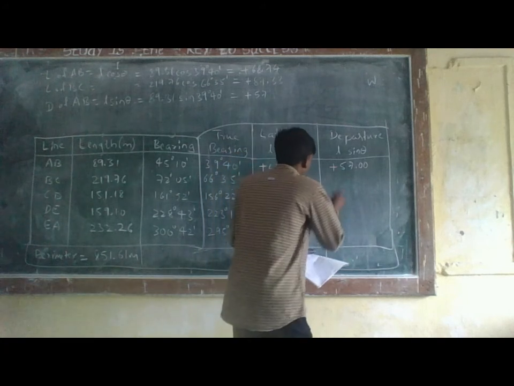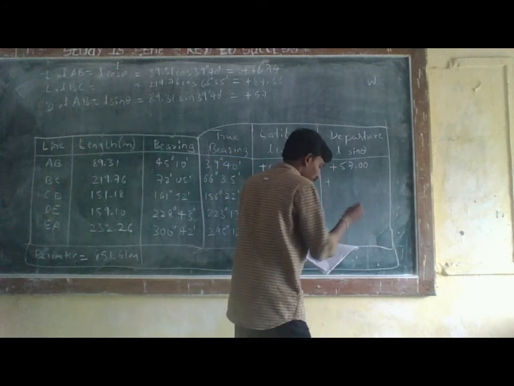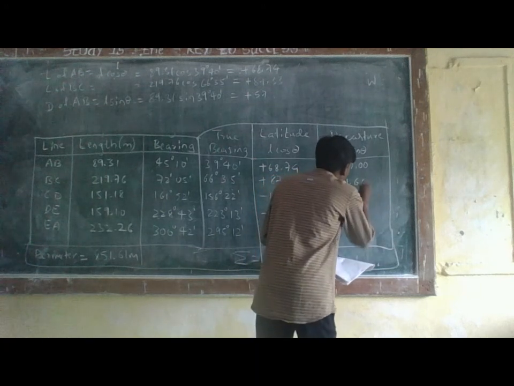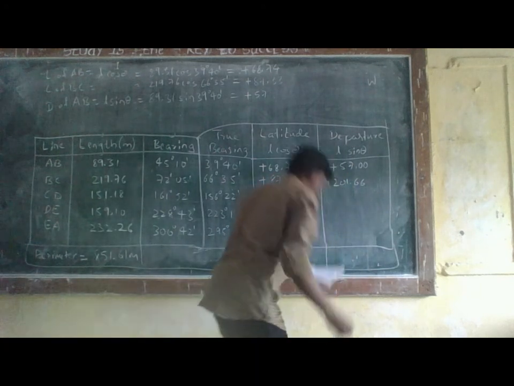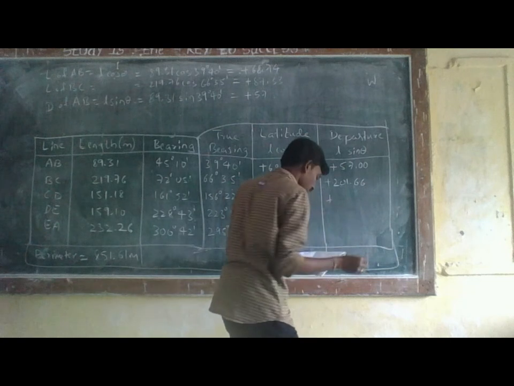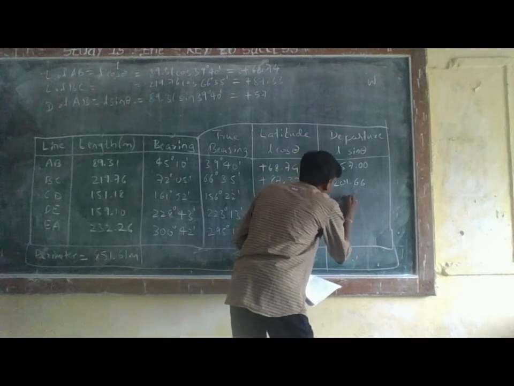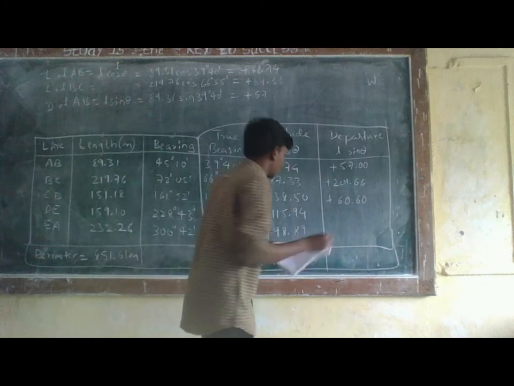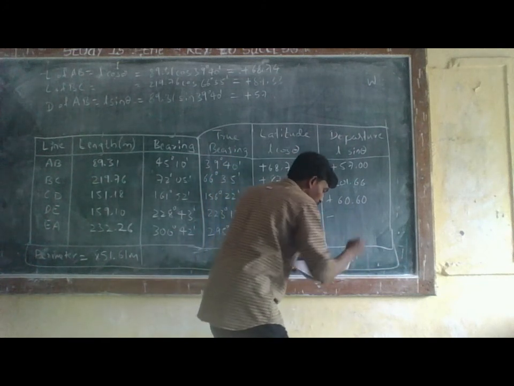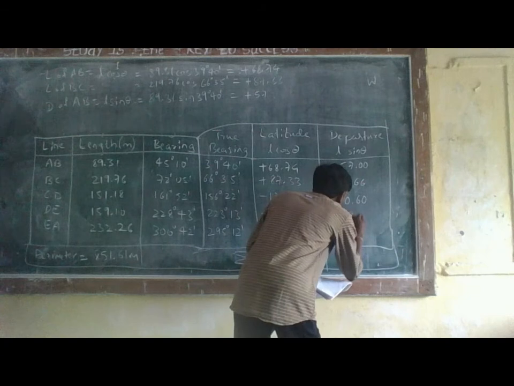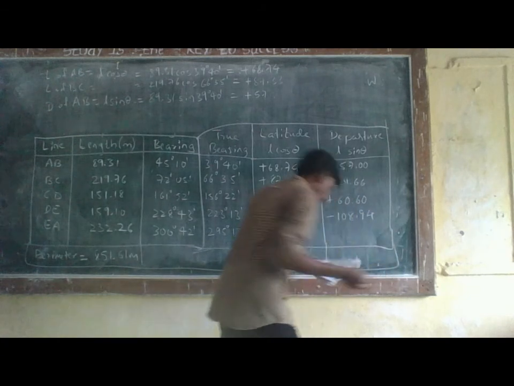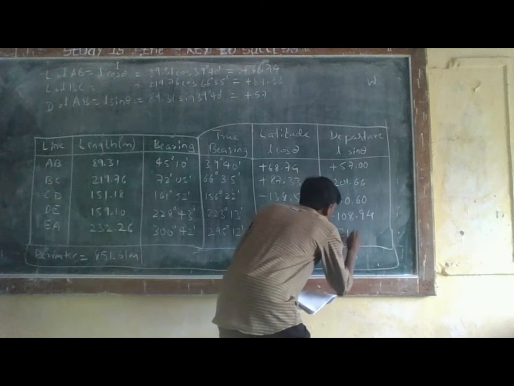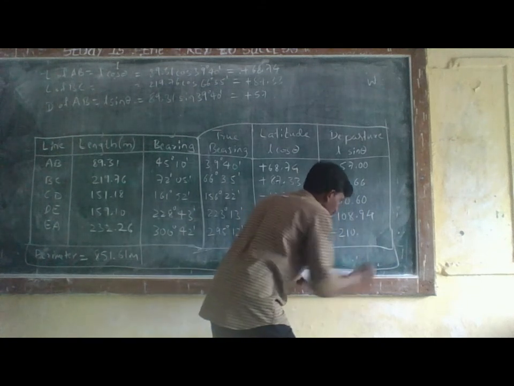The second departure is plus 201.66, the third is plus 60.60, the fourth one is minus 108.94, and the fifth one is minus 210.15.